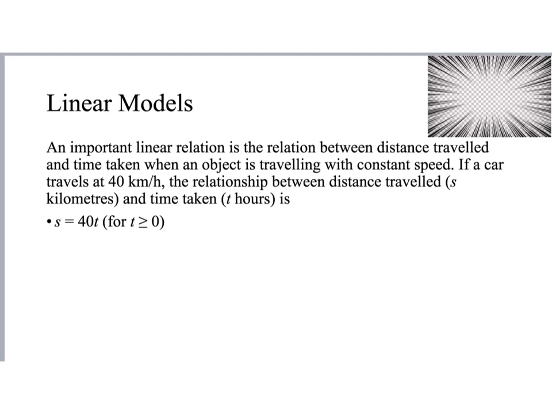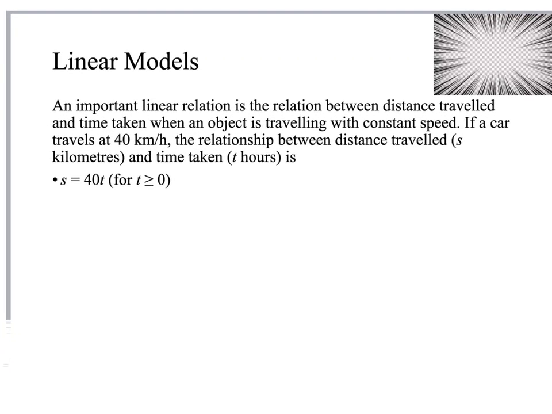So one of the important relations we often talk about with linear models, and it's not the only one, is the relationship between distance travelled and time taken. If an object's travelling at a constant speed, say it's 40 metres per second, and you're travelling for 5 seconds, then you know you've travelled 200 metres. What did you do? You did 40 times 5. So we could simply model that situation by saying distance is going to equal 40 times the time. That's all this linear modelling thing is.